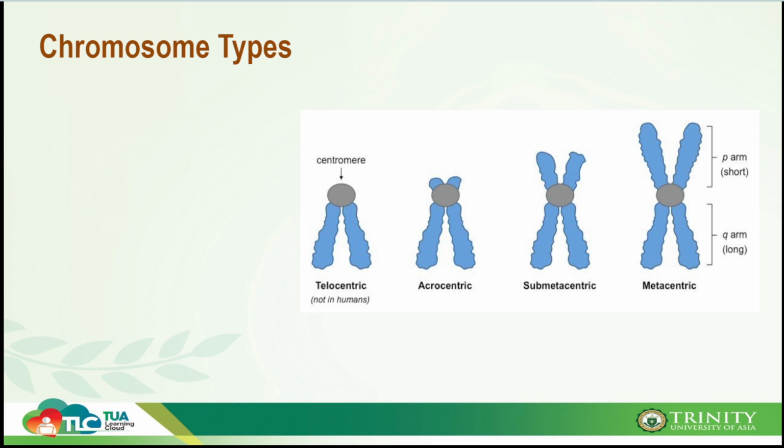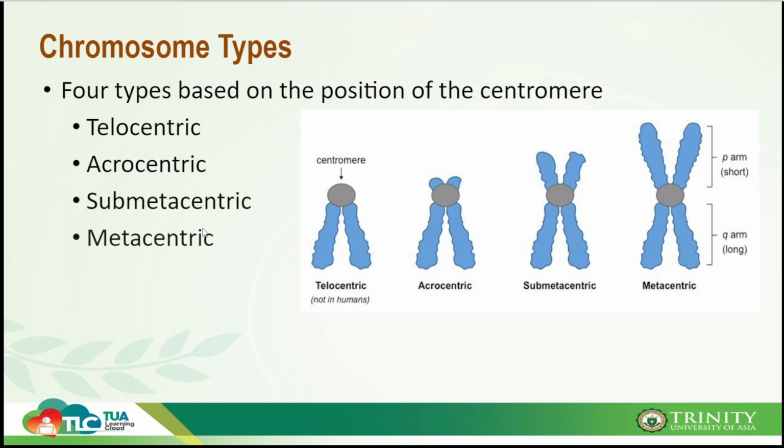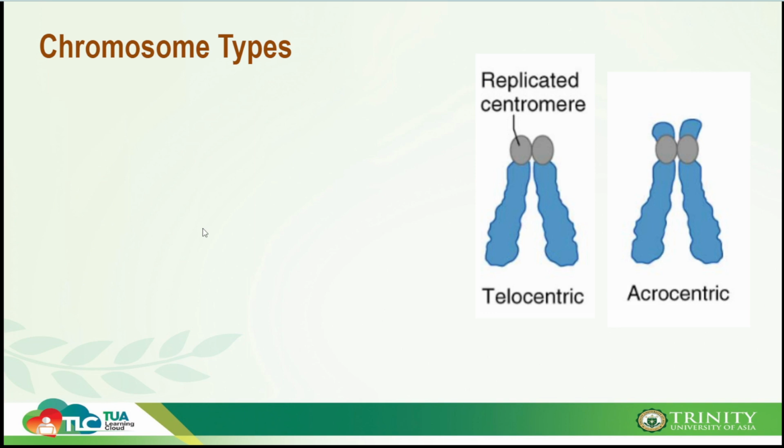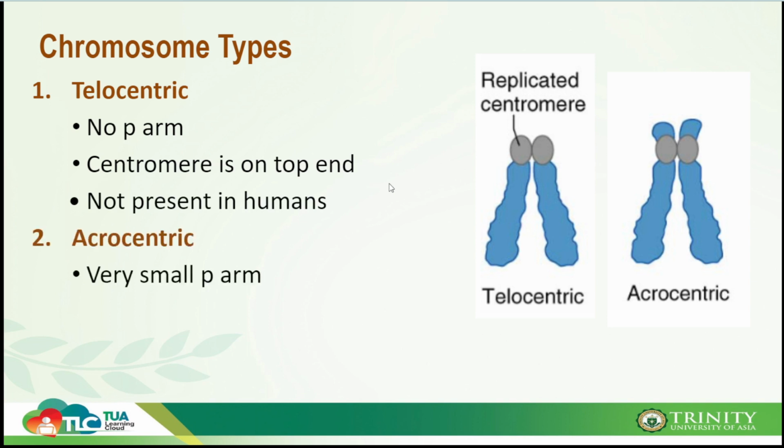Also, chromosomes can be classified according to the position of the centromere. So there are 4 types. These are your telocentric, acrocentric, submetacentric, and metacentric. We'll talk about them one by one. So telocentric has no P arm, as you can see here. There is no short arm on top. The very end is already the centromere. And I want you to remember that there are no telocentric chromosomes present in humans. Also, we have the acrocentric, which has a very small P arm, as you can see here. Very small P arm, the centromere, and then you have your long arm.